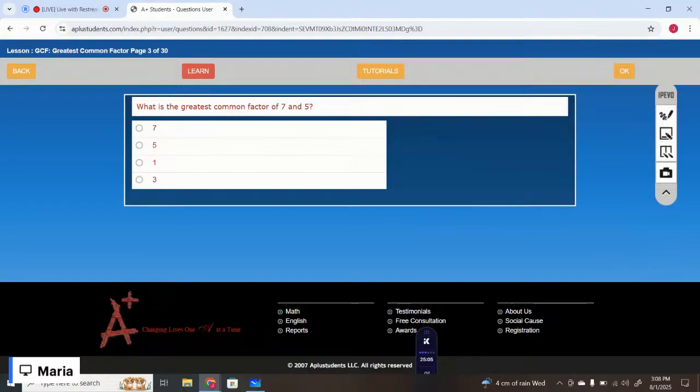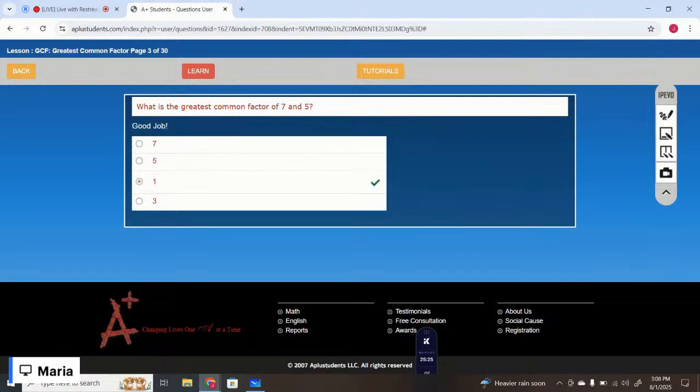What is the greatest common factor of 7 and 5? 5 is a prime number, right? So they have only one common factor, that is 1. Option number 3 is the correct option.